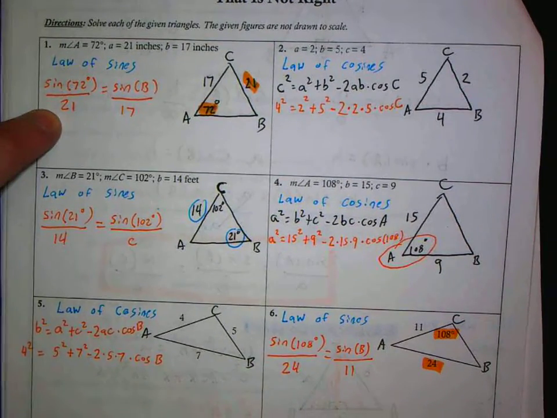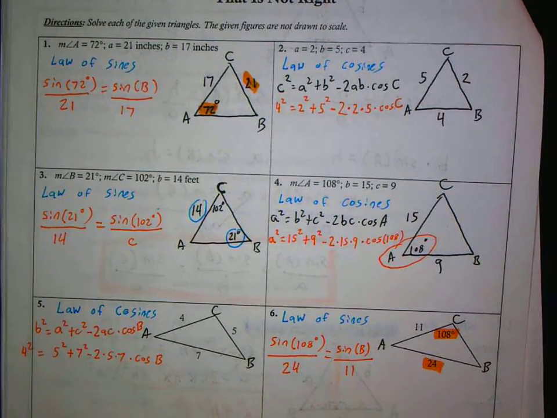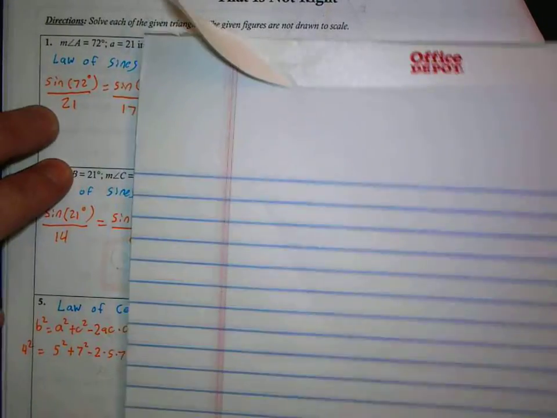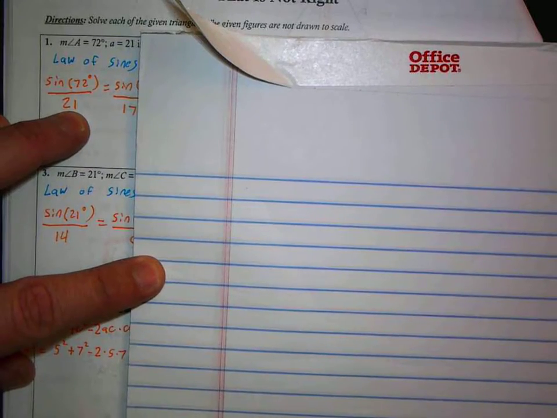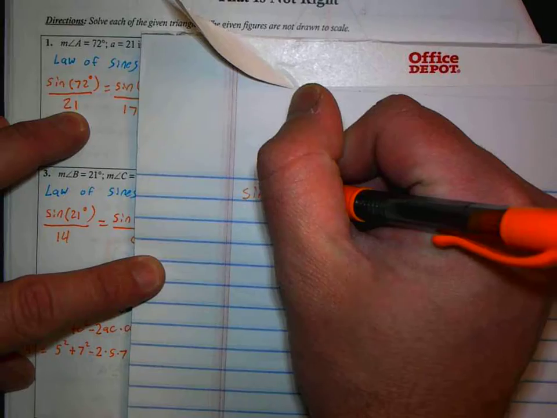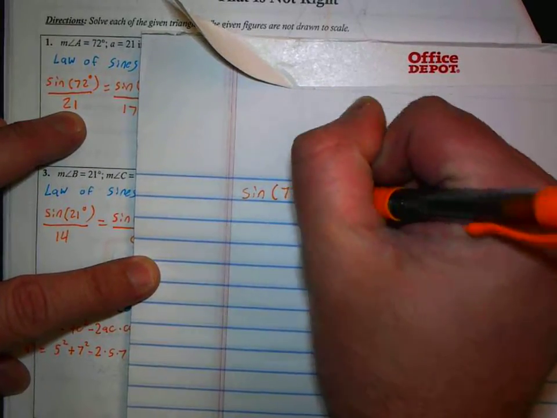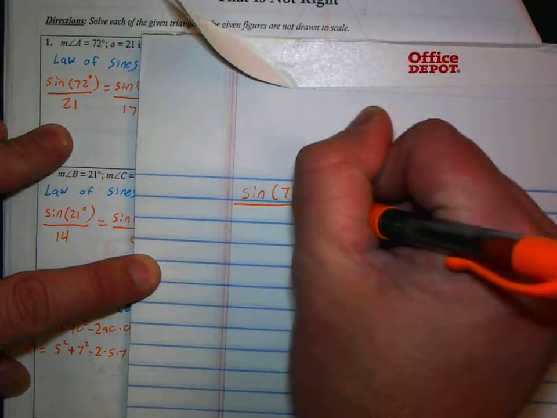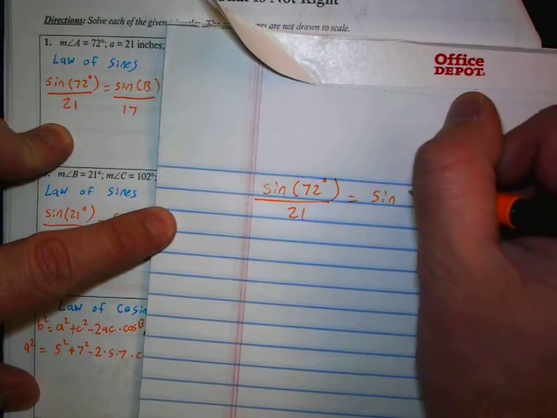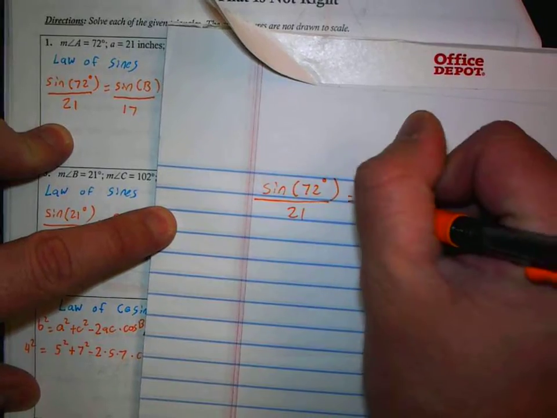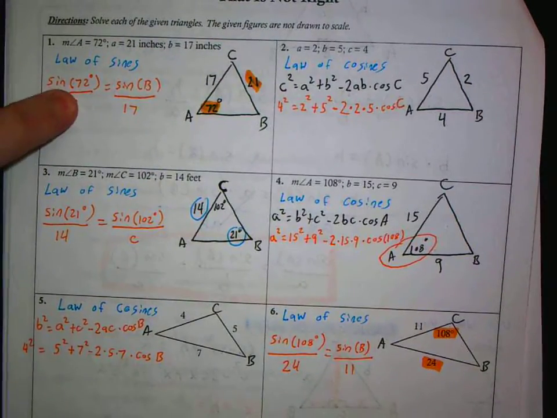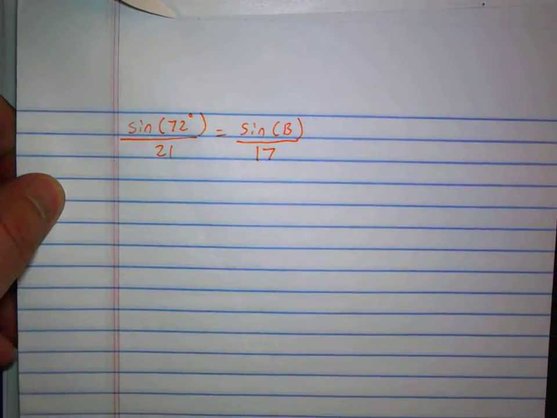So first, we're going to concentrate on number one. That means I'm going to copy down this equation we set up yesterday. So the sine of 72 over 21 equals sine of B over 17. All I did was copy this equation. We did that yesterday. Now let's solve.